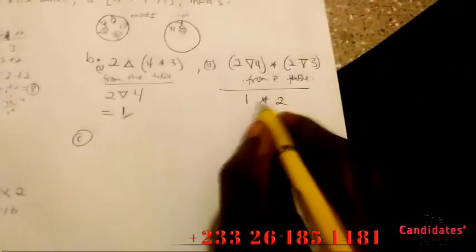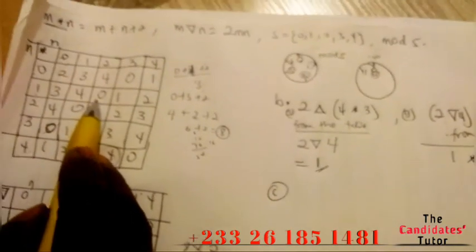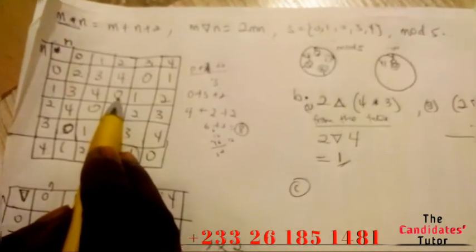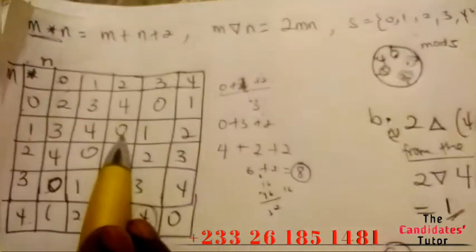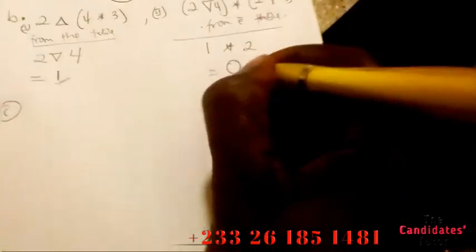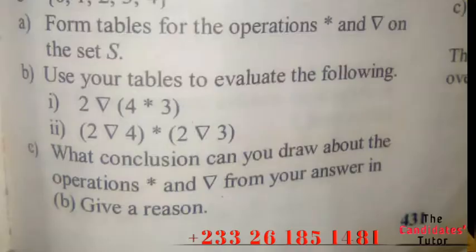Now 1 star 2 is what? 1 star 2 is 0 from the table. Hope you can see. So I'm going to have this to be equal to 0. Now we have to draw a conclusion. That's the answer for the B, but we are supposed to draw a conclusion in the C. The question says, what conclusion can we draw?